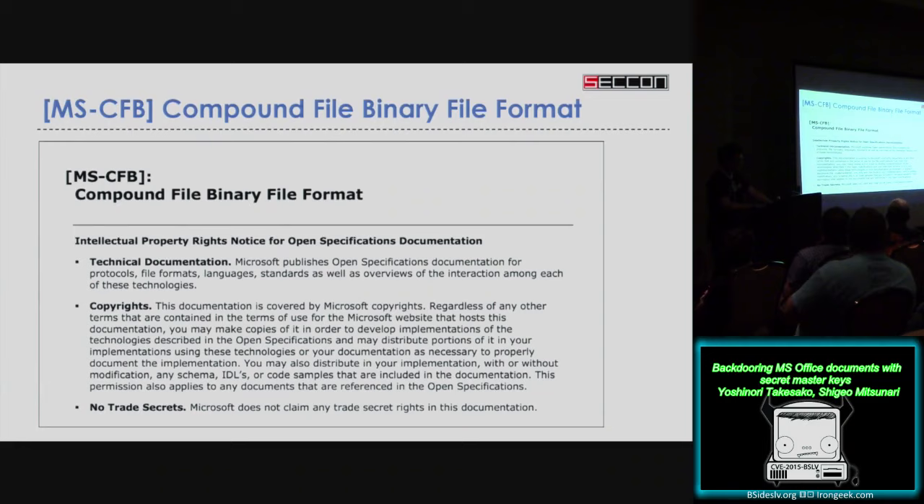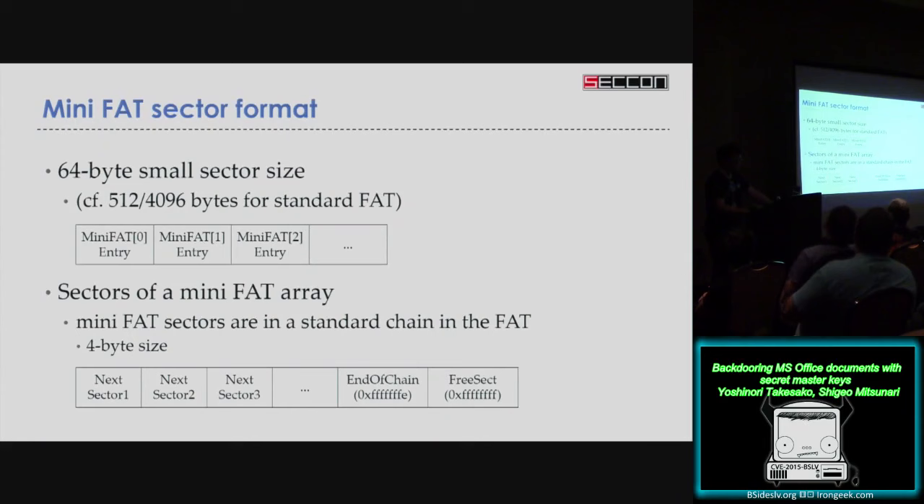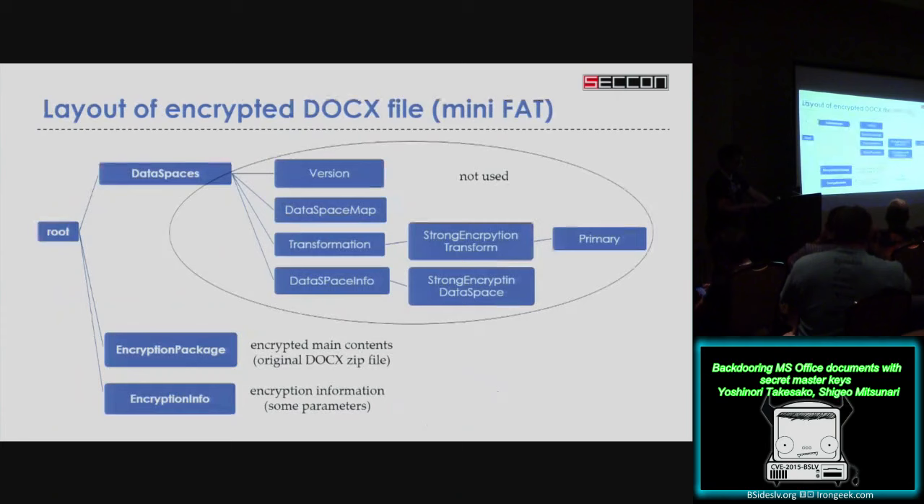The MS-CFB file format has some mini FAT sectors. Mini FAT has a 64-byte small sector size. Mini FAT sectors are in the standard chain in the FAT structure. This is a figure of the file layout of an encrypted docx file. Any encrypted docx file has these streams in mini FAT sectors. EncryptedPackage is a binary file which was encrypted from the original docx zip file object. EncryptionInfo is very important information for the encryption parameters.